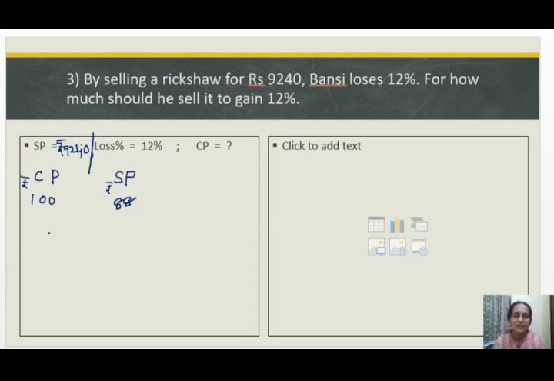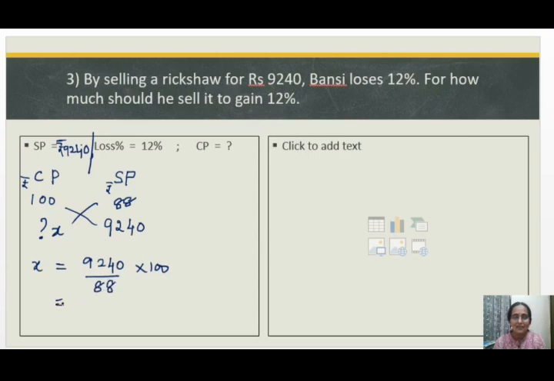Now the selling price we know, 9,240. We have to find out the cost price. So cross multiply, let the cost price be x. By the rule of cross multiplication, we can find the unknown quantity by multiplying 9,240 into 100 divided by 88.